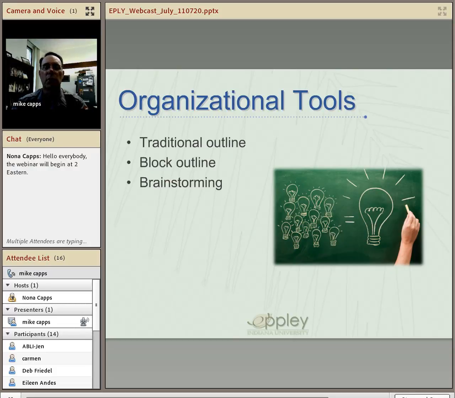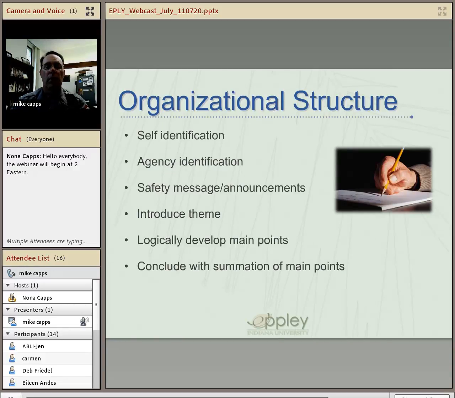There are a number of different kinds of organizational tools that you can use. Traditional outline, block outline, brainstorming. The specific tool you use isn't as important, I don't think, as just the process itself. I mean, find something that works best for you. For me personally, I tend to use traditional outline. That was kind of the way I learned in school and early in my career, so that's what I do. But it may not be the right technique for you. Like I say, the tool is not as important as just sitting down and going through the process.